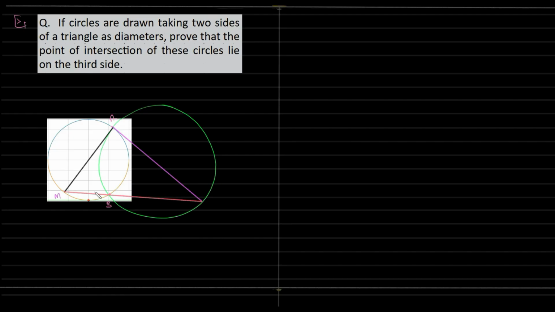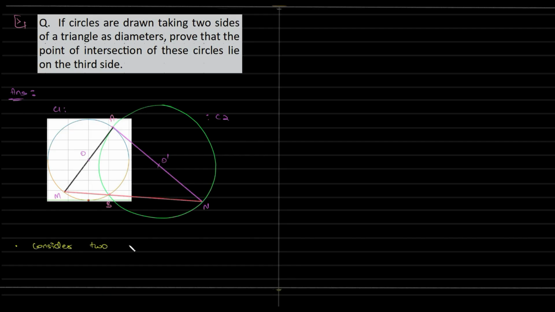This is point M, that's point N. This is your first circle, that's your second circle. Okay, so this is your diagram basically. So this is one of the centers, that's the other center. So now let's talk about the diagram.